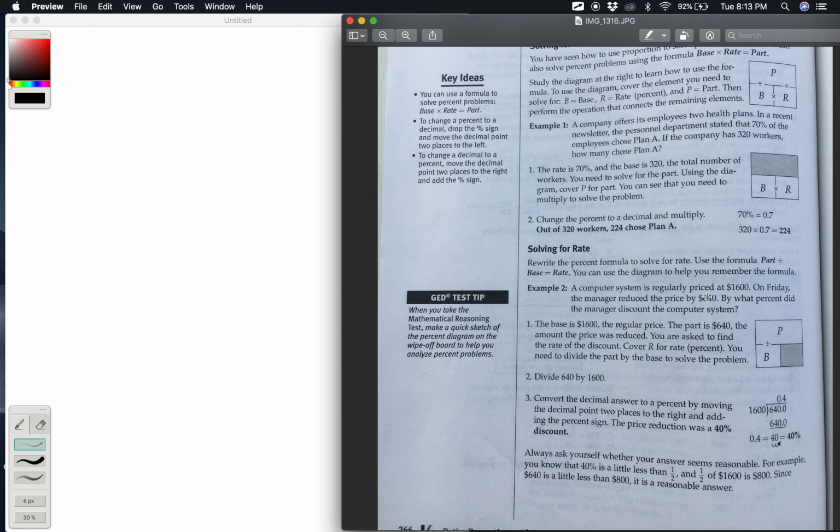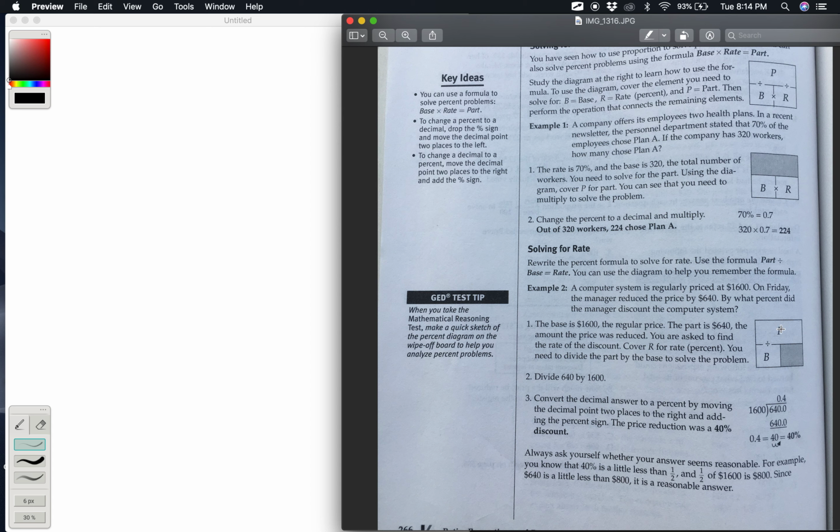I don't know if you watched the last video, we go through parts, bases, and rates when we actually do the problems. So for example, the base is 1600. A computer system is regularly priced at $1,600. On Friday, the manager reduced the price by $640. So here we have the base, which is the regular price of $1,600. It's been reduced by $640. It could have been reduced by $600 or something else.